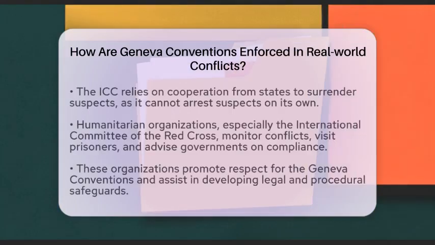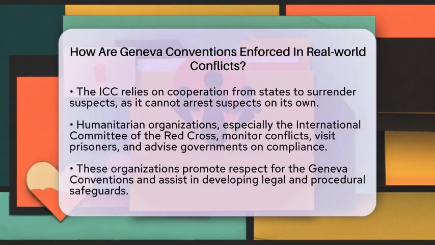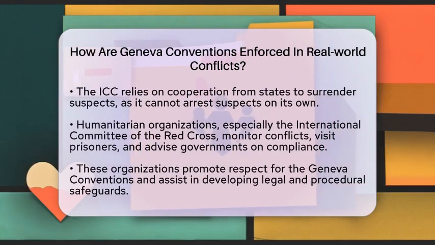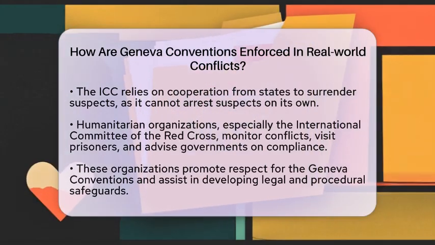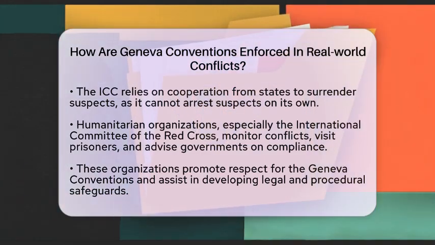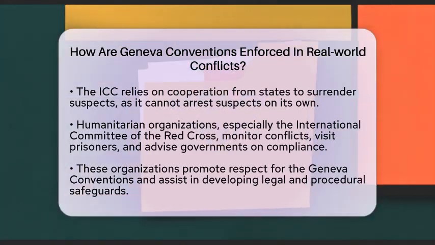Special courts like the International Criminal Court are set up to prosecute war crimes. They can try individuals accused of grave breaches of the Geneva Conventions. But the court cannot arrest suspects on its own. It relies on countries to cooperate by arresting and surrendering suspects. This cooperation is vital for the court to do its job.